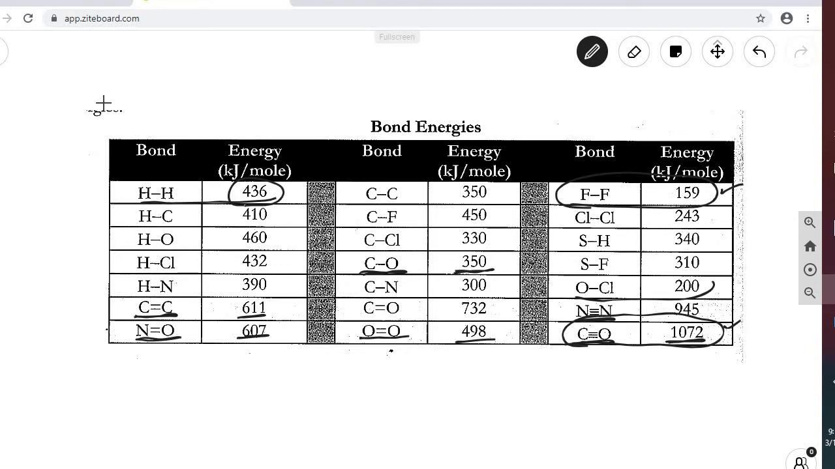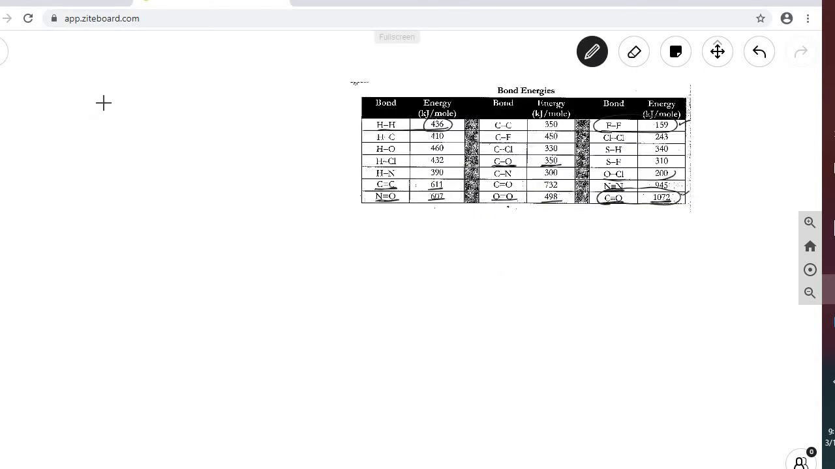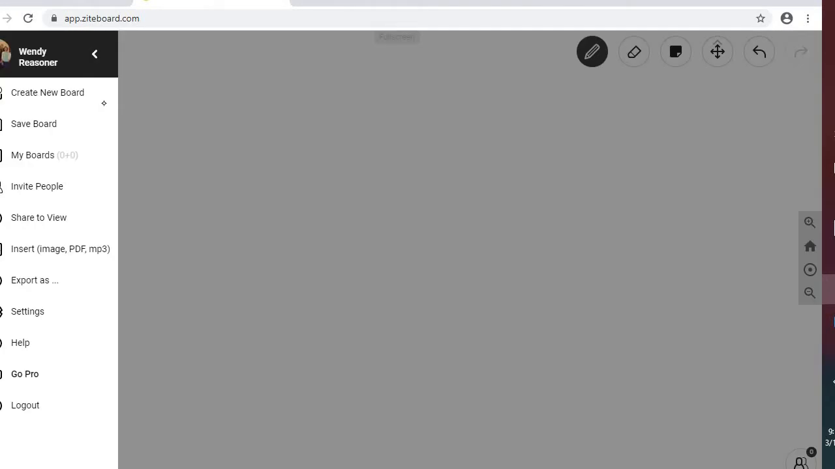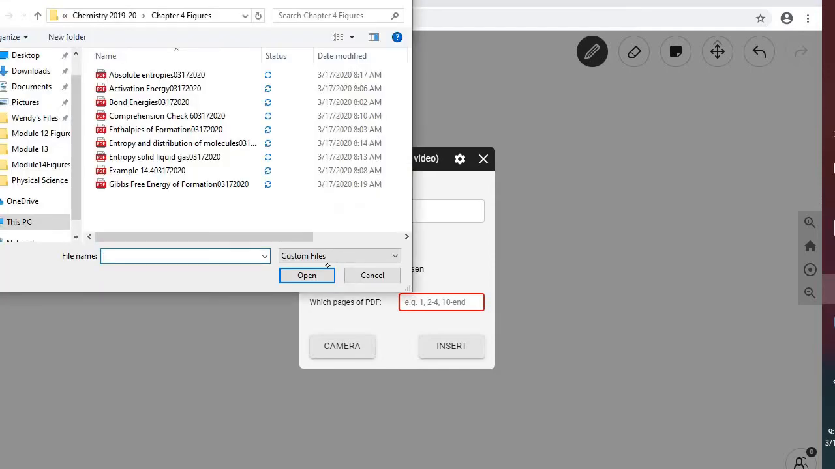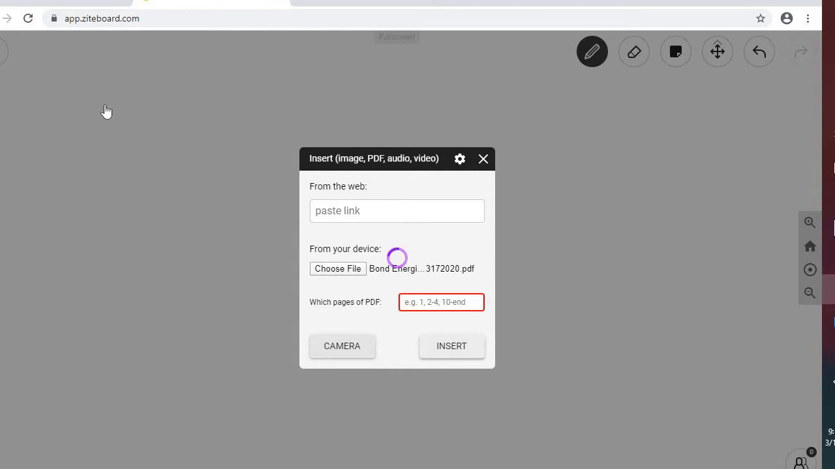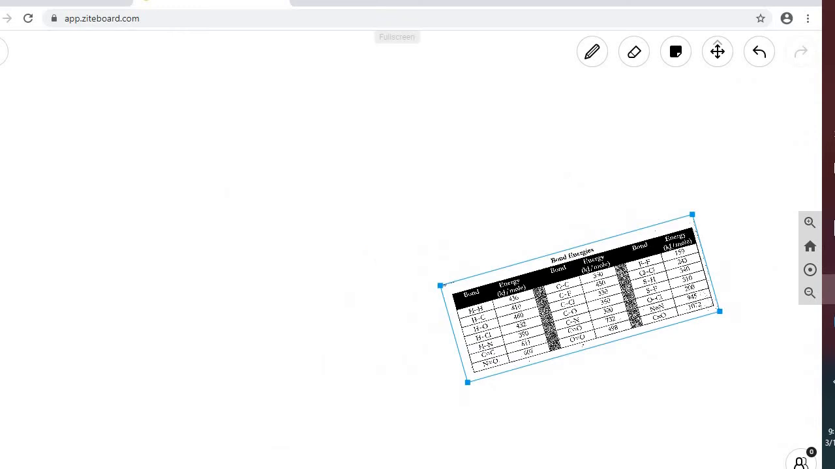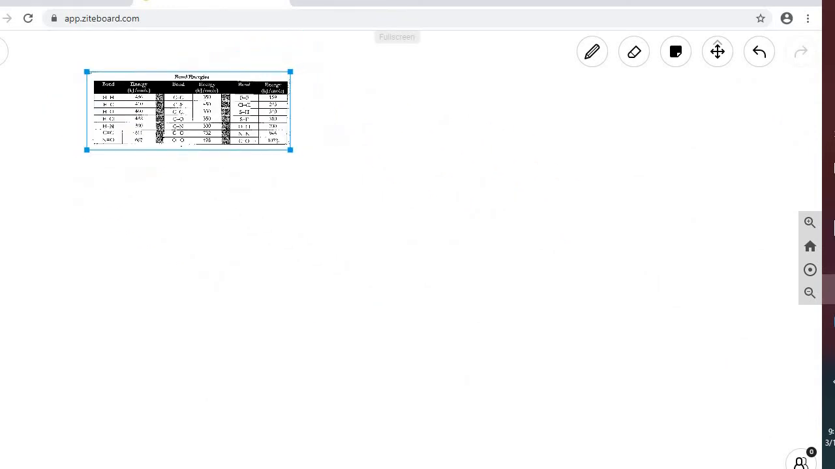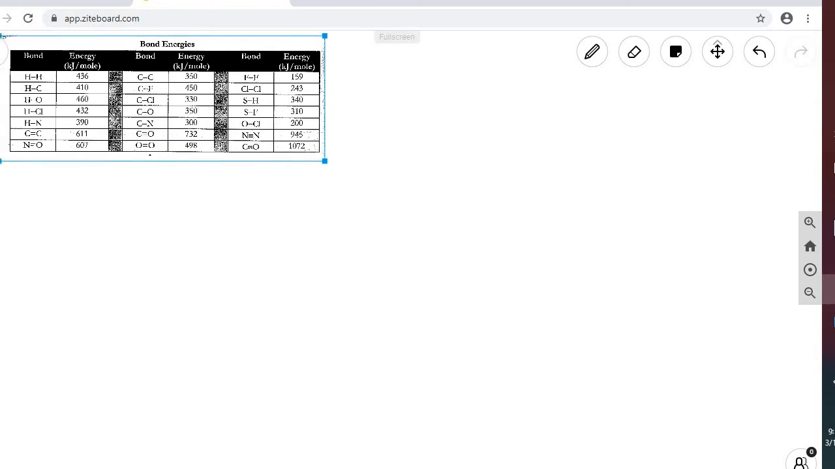So let's go back to the problem that we were looking at previously, and I want to get that chart up again. I'm going to make this smaller and put it up here in the corner so we can refer to it. Okay, so there's our chart for bond energy.